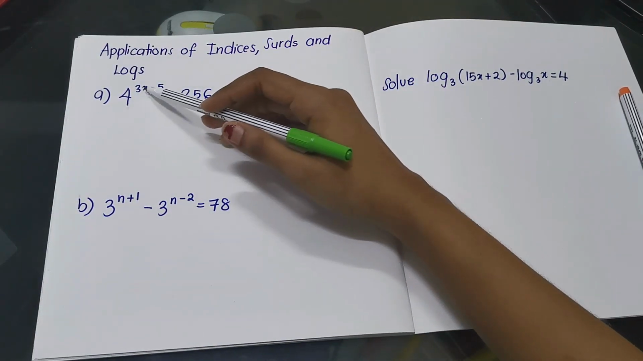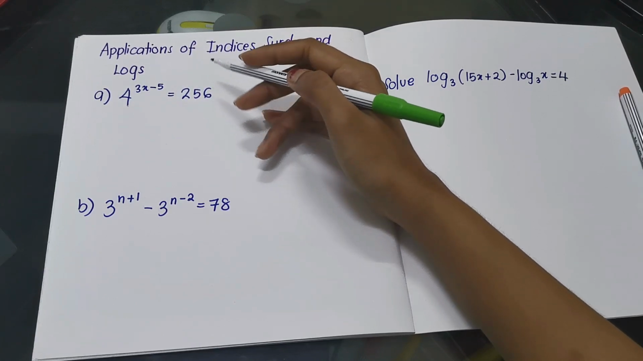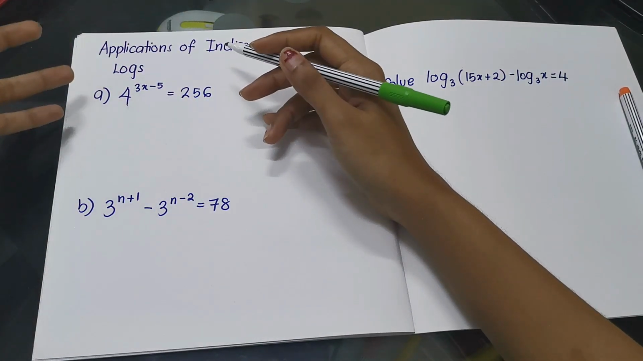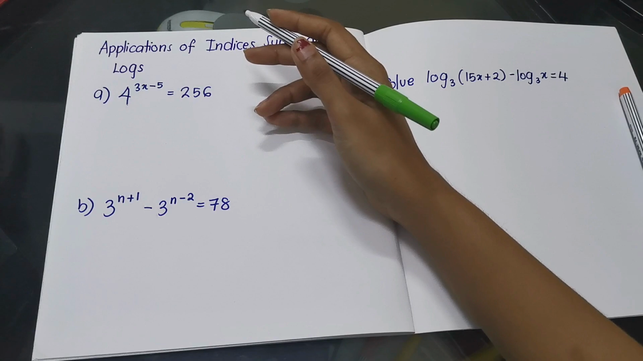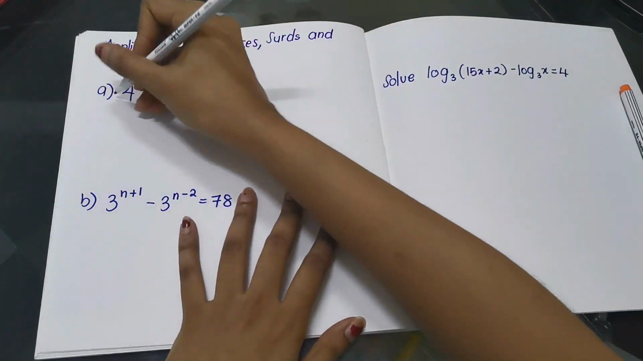So we have 4 to the power of 3x minus 5 equals 256. There are two methods here that you can choose. One, you solve it just by using the laws of indices, or you can use the laws of logs. Let me show you both methods.